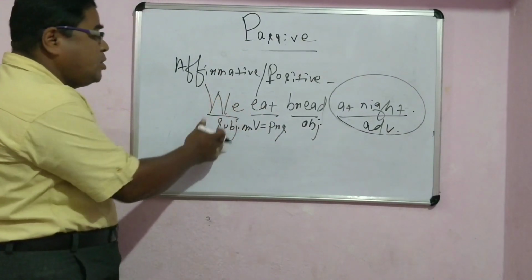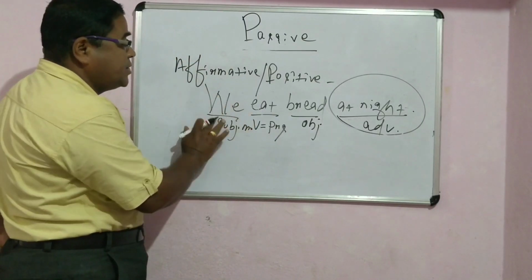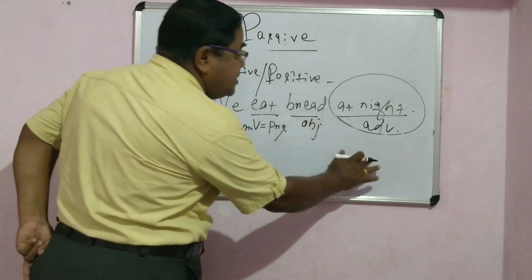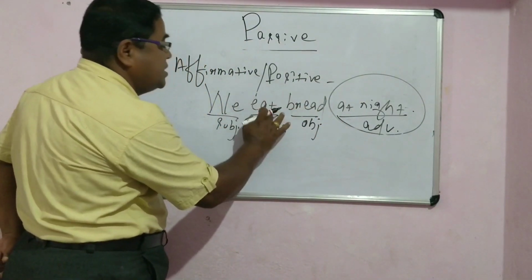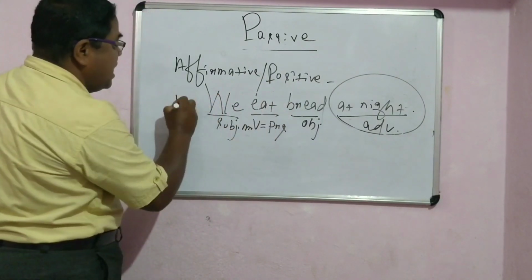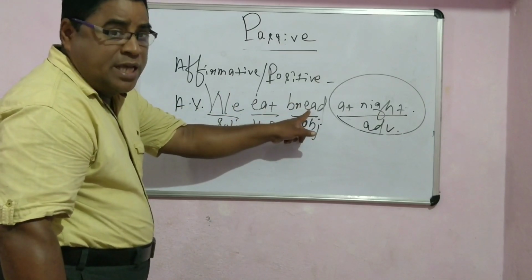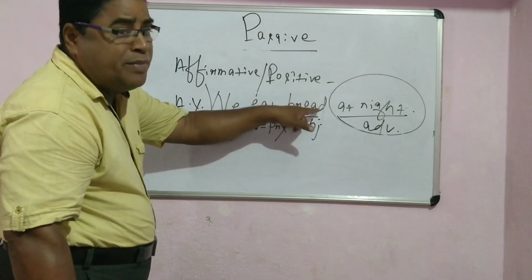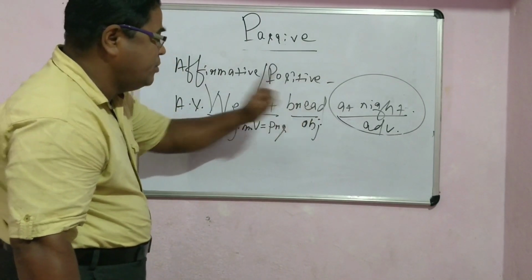For changing active into passive, three important things are necessary. First, the subject becomes the object, the object becomes the subject, and the verb is in the present simple tense. So now, this is the sentence in the affirmative or positive, and it is the active voice. Why is it active? Because we have the object here. If there is no object, we cannot make it active. So for active, there must be the object or a receiver.